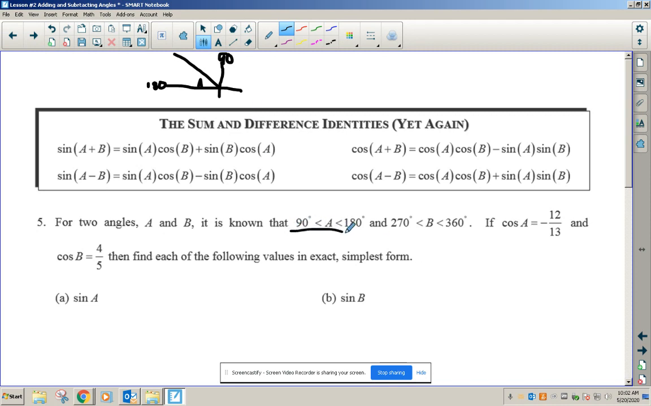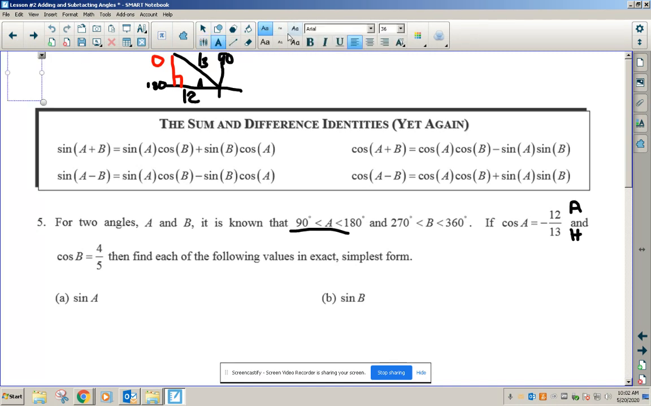Now, this is going back to everything we've done from the beginning. If angle A is in quadrant 2, which we know, and the cosine, which is adjacent over hypotenuse, is 12 over 13, the adjacent side is 12, and the hypotenuse is 13, because every angle you drop an altitude to the x-axis, there's your triangle. So now you have to find the opposite side. You find the opposite side with the Pythagorean theorem. And the Pythagorean theorem should be something that you are very, very comfortable with by now.